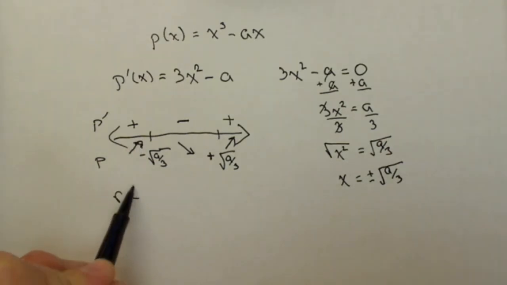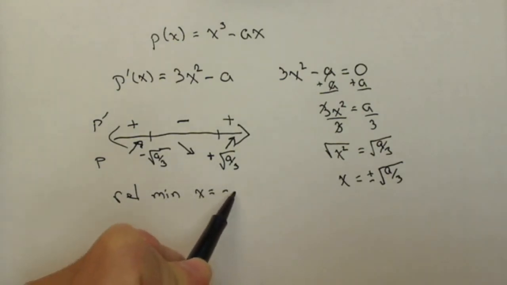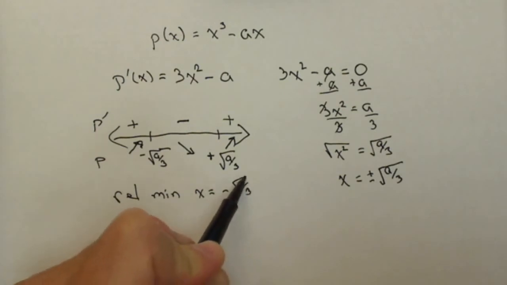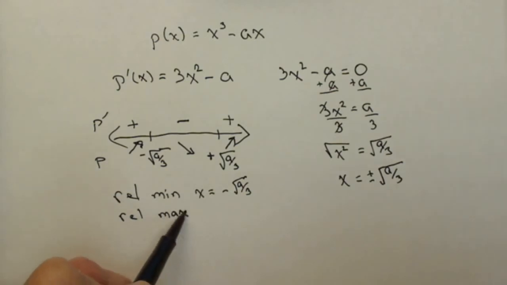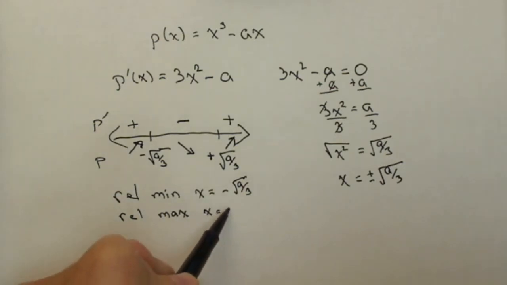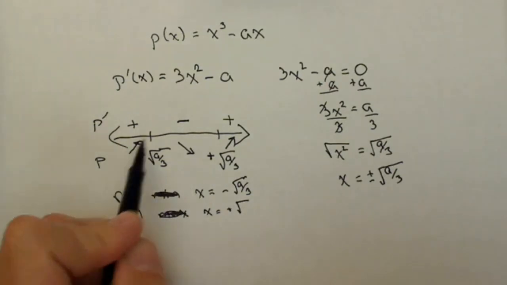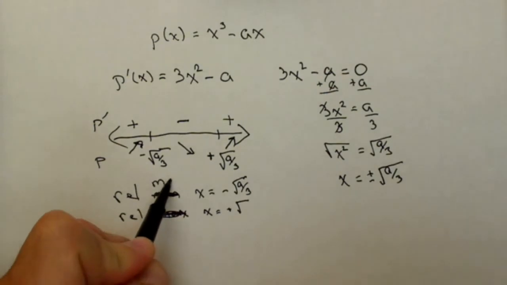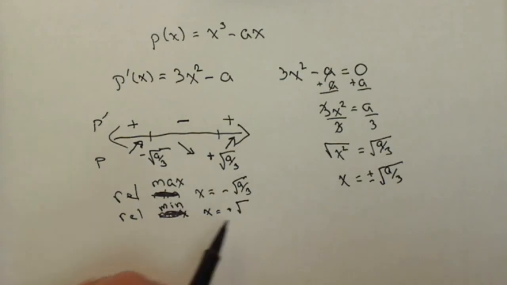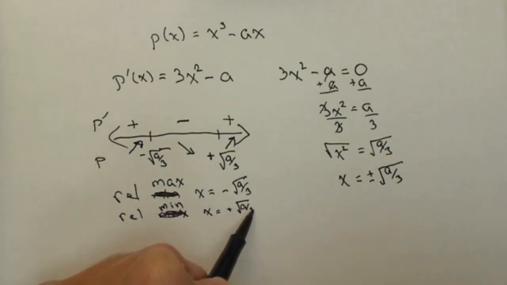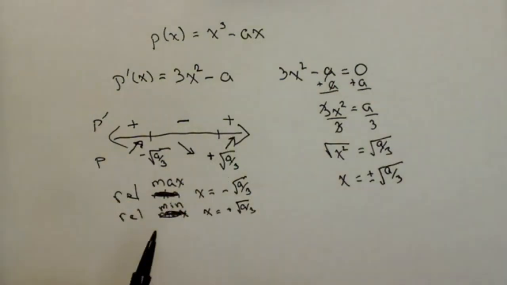So we've got a relative min for this function at x equals negative square root of a over 3. And we have a relative max at x equals positive. Sorry, I got those backwards. We have a relative max at negative rad a over 3. We have a relative min at positive rad a over 3, as we can see from our sign chart. Max at negative rad a over 3, min at positive rad a over 3.